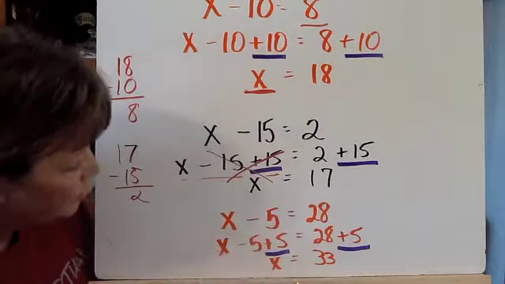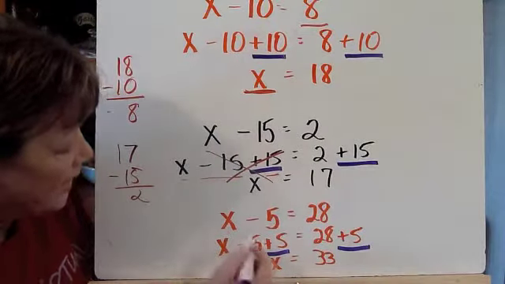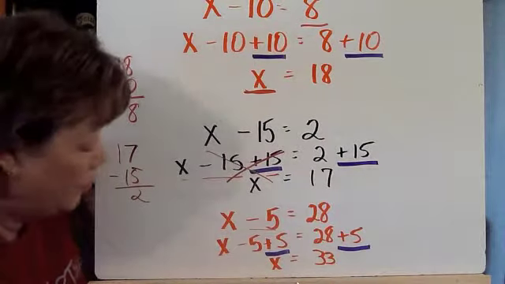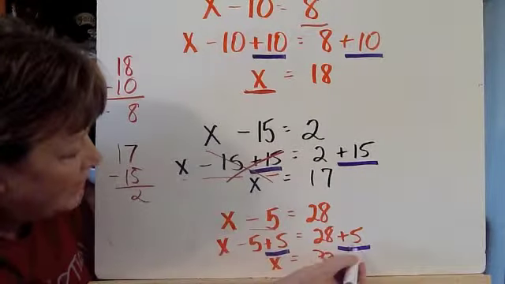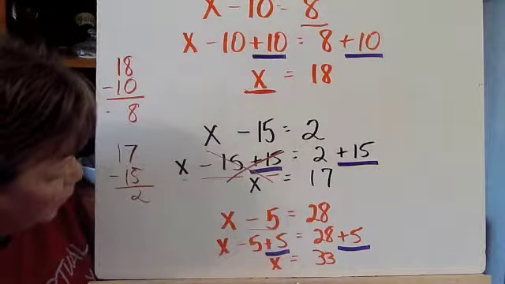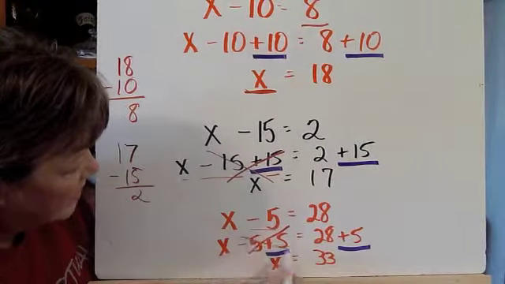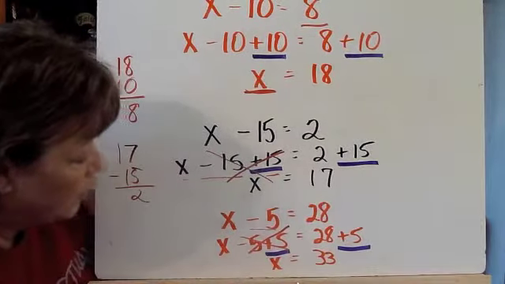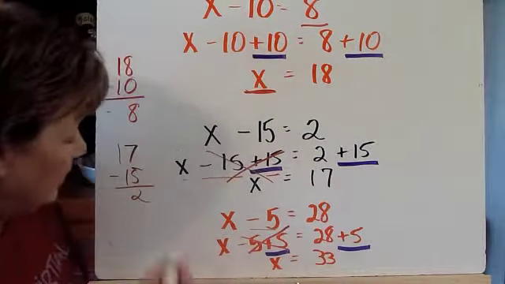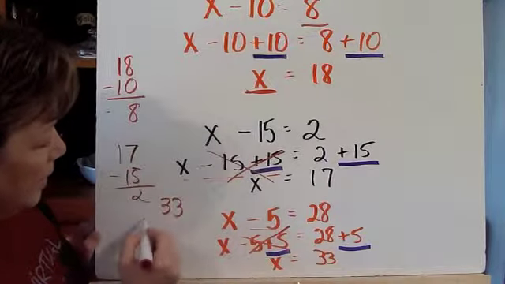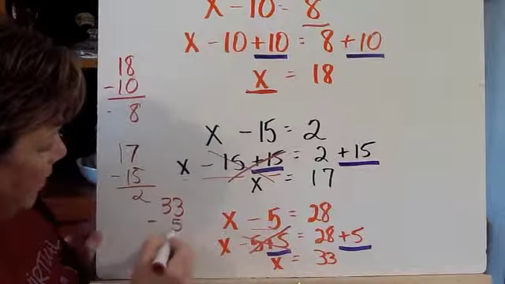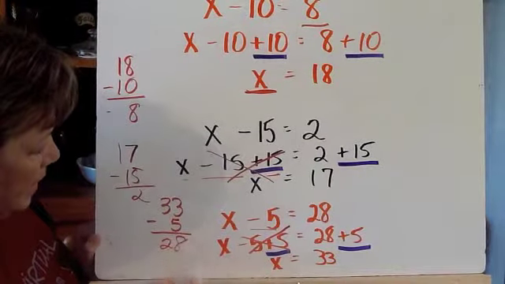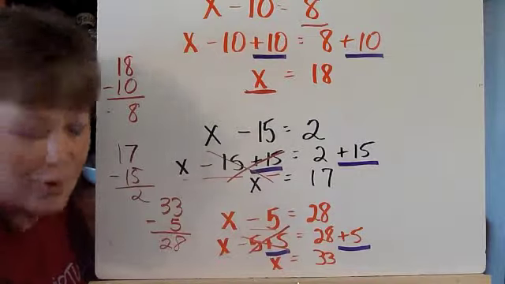Last one. X take away 5 equals 28. I'm taking away 5, so I must add 5 to it to get that x alone. And if I add it to this side, I must add it to that side. So x take away 5 plus 5 is nothing. That leaves me with x. And 28 plus 5 equals 33. Again, I can double check this. 33 for the x, take away 5 equals 28. So I solved it correctly.